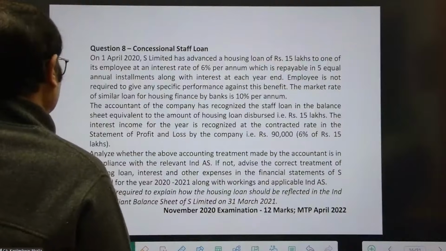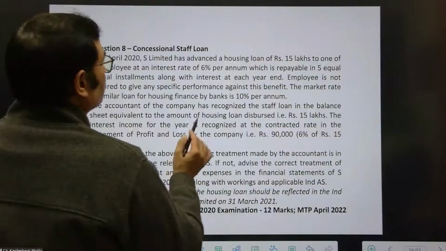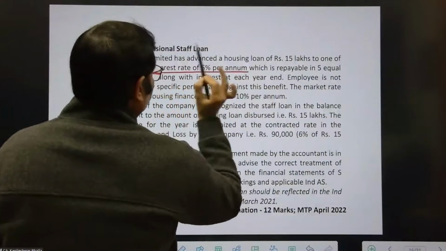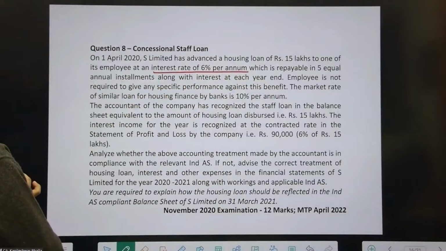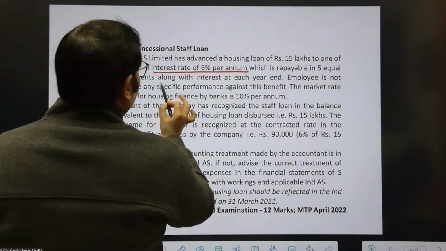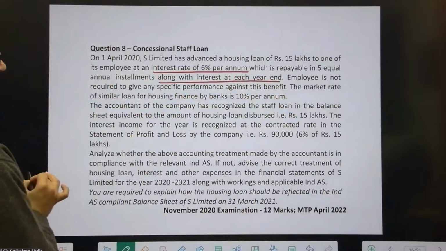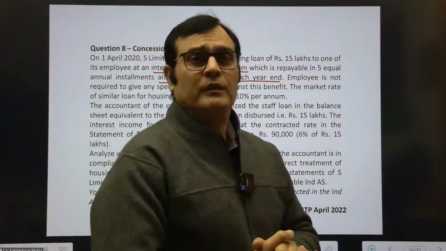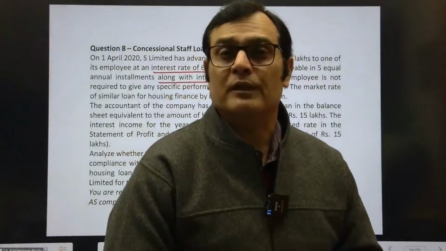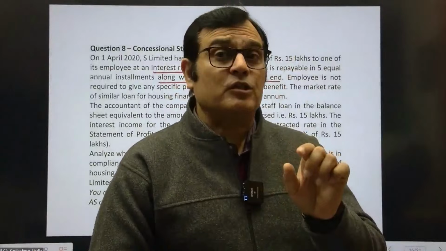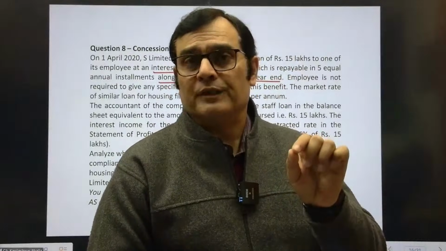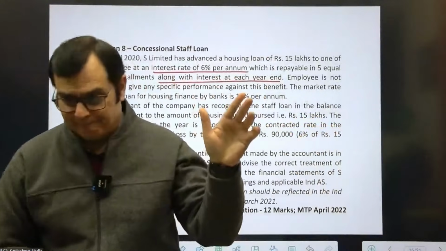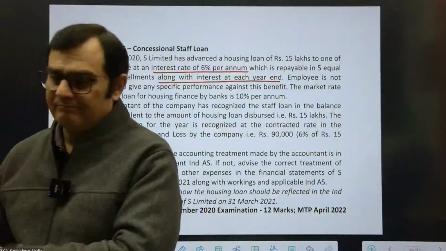It says on 1st April 2020, S advanced a housing loan of 15 lakhs to one of the employees at an interest rate of 6% per annum, which is repayable in 5 equal installments along with interest at the end of each year. So is this loan repayable in 5 equal principal installments, or is it repayable in 5 equated annual installments? When you say equated annual installments, that would be inclusive of the interest. So is it 5 equal principal installments or equated? 5 equal principal installments.